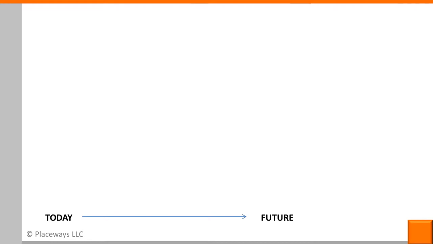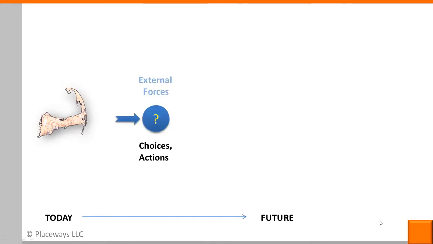Scenarios are a way of thinking about the future. Rather than simply understanding existing conditions, we want to understand how the future may play out in the next year or 5 years or a decade. For example, here's Cape Cod today. What's going to happen to it?